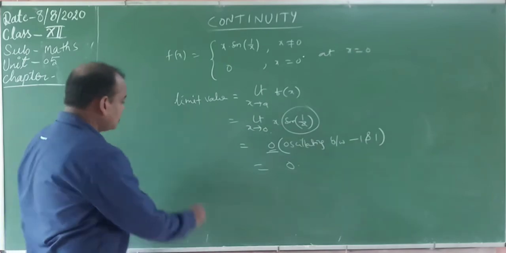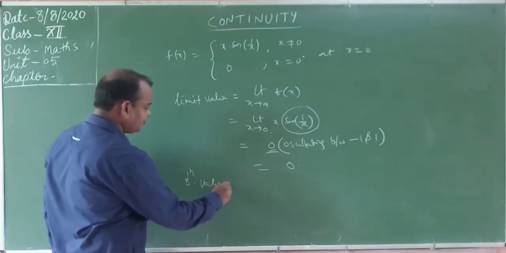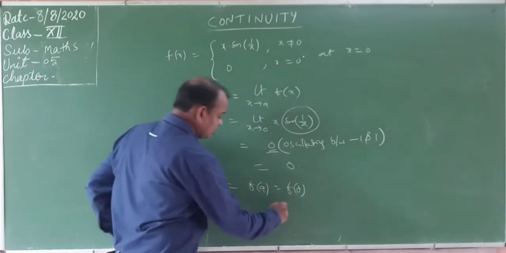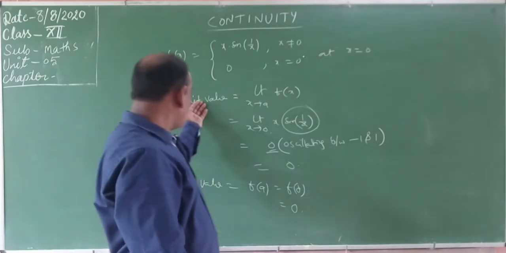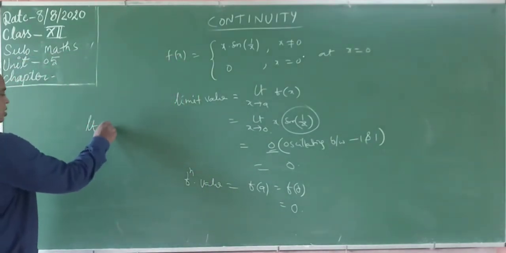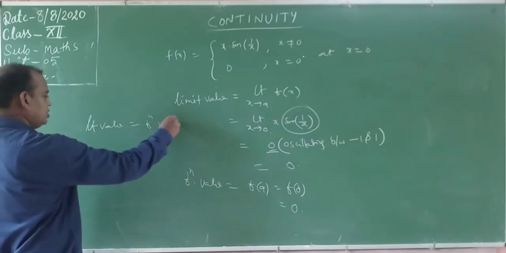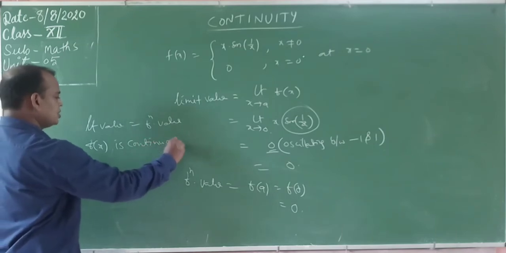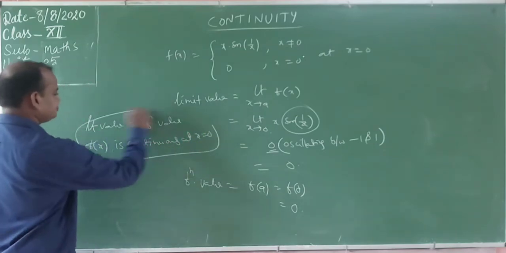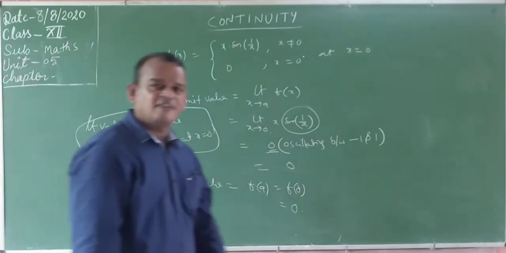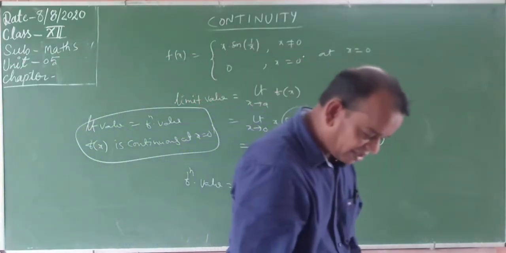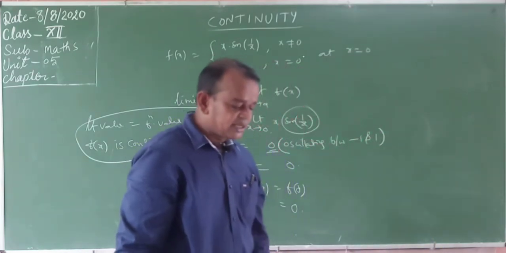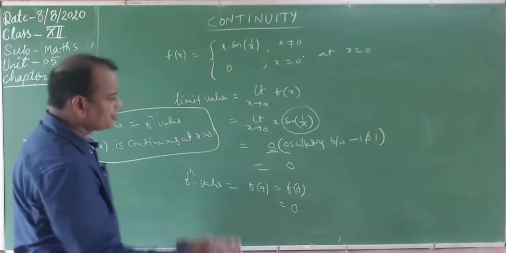Okay, students. Now function value. Function value is equal to f of a, that is f of 0. Exactly 0, how much is given? 0 is given. Now limit value is equal to function value. Therefore, f of x is continuous at x is equal to 0. Very simple. Okay, my dear students, next we will go to another problem. Examine continuous or not. Okay, we will see once.